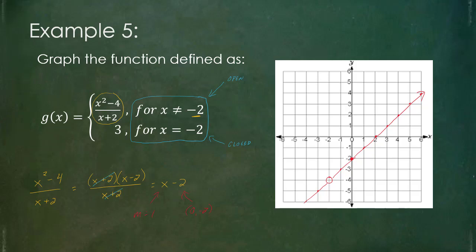Now I get to do this second expression, or second part of this expression, which was, I'll say it's equal to 3 when specifically x is -2.